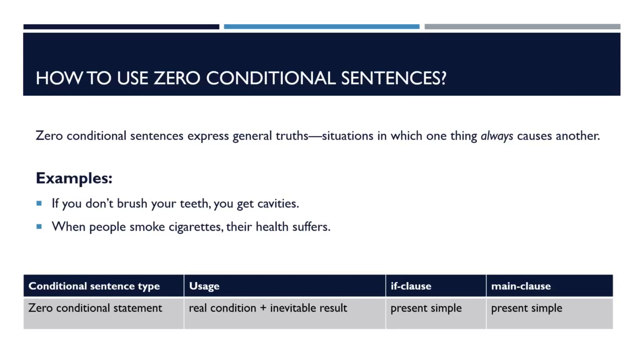How to use zero conditional sentences. Zero conditional sentences express general truths, situations in which one thing always causes another. Examples: First, if you don't brush your teeth, you get cavities. Second, when people smoke cigarettes, their health suffers.